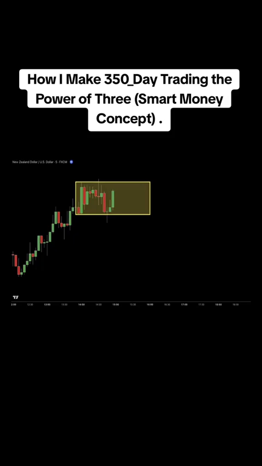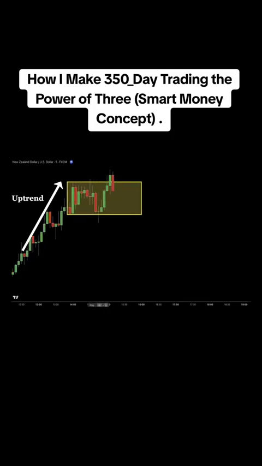Alright, now let's dive into a real chart example. As you can see, the market is trending upwards, meaning buyers are in control. At this point, the market starts to range, signaling that it might either break out and continue going up, or reverse and go down. As smart money traders, our strategy is to wait for a breakout above the resistance level, followed by a close back inside the range.